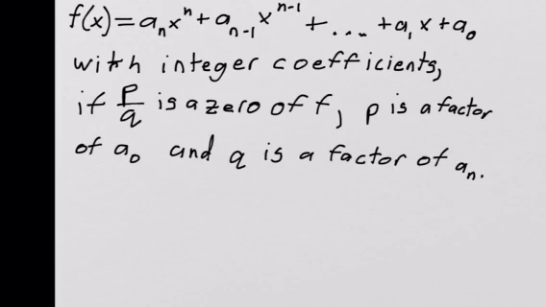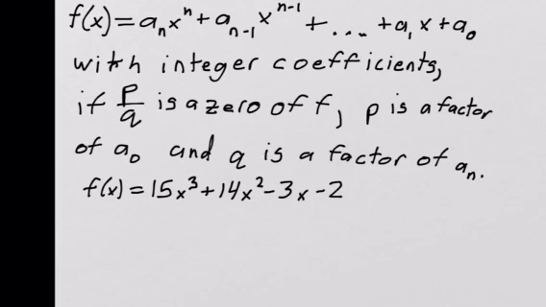So for now, we're just going to look at narrowing down the possible number of zeros. If I give you the polynomial f of x is equal to 15x cubed plus 14x squared minus 3x minus 2, I'm going to list all the factors of the constant term. So that's going to be 1, negative 1, 2, and negative 2.